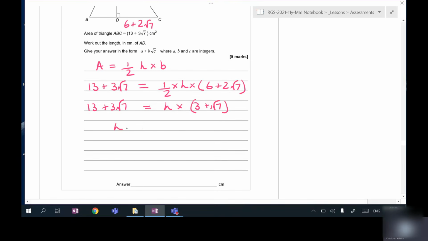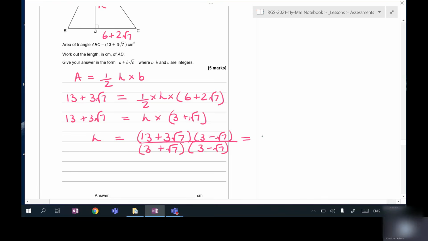Okay, so to get h, you obviously get to divide. So (13 plus 3 root 7) over (3 plus 1 root 7). When you're dividing, you are going to rationalize the denominator. So multiply by 3 minus root 7 on the top and the bottom.